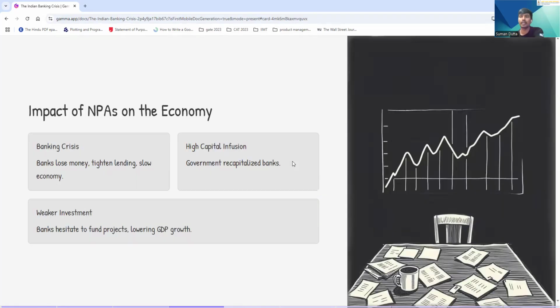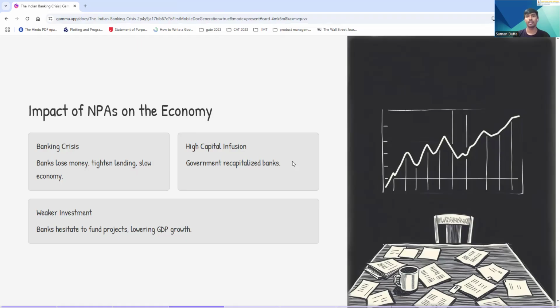Now, what is the impact of these NPAs on the economy? First is the banking crisis: there is high capital infusion and weaker investment. In terms of banking capacity, lending capacity is reduced. With more NPAs, there is lower liquidity, and banks hesitate to lend again, slowing down economic activity. Higher interest rates on loans: banks increase interest rates to compensate for losses, making credit costlier for businesses and consumers. There are also government financial pressures: frequent capital infusion into banks leads to higher fiscal pressure, affecting spending on infrastructure and welfare.